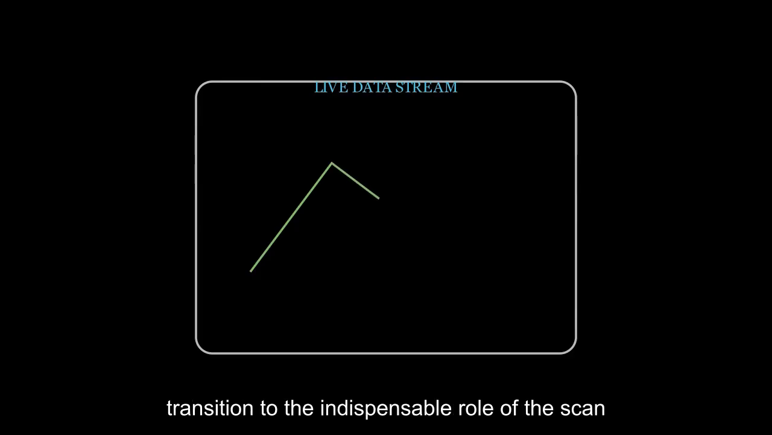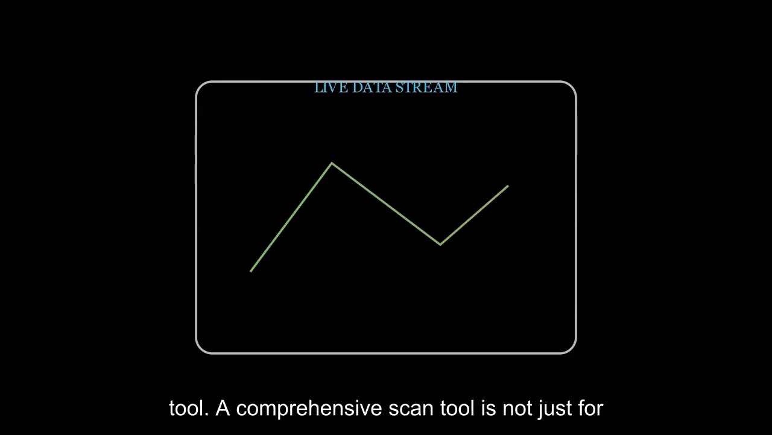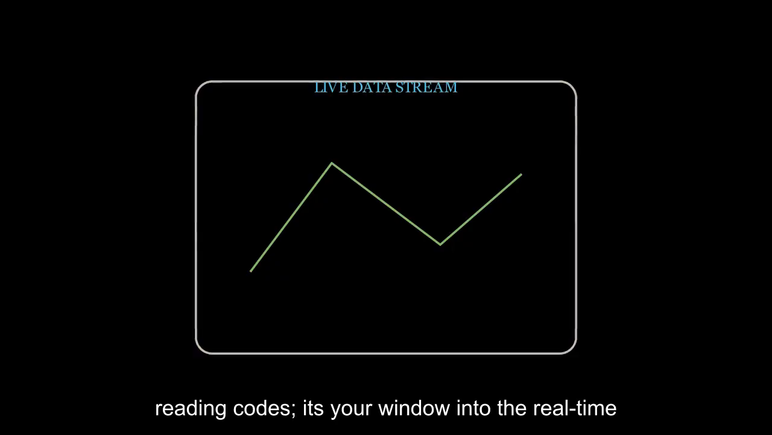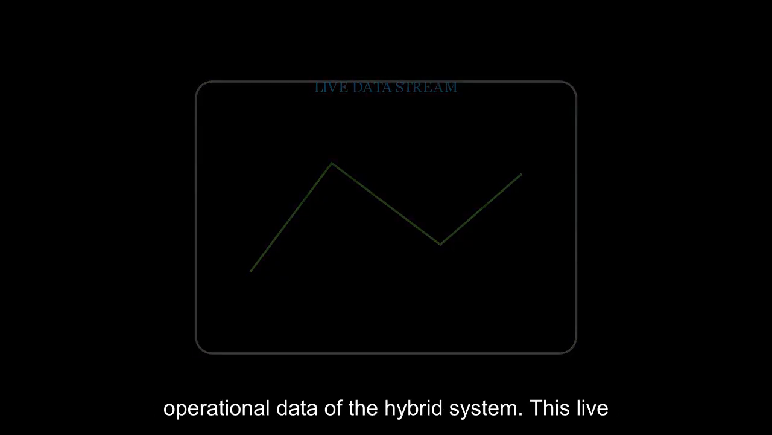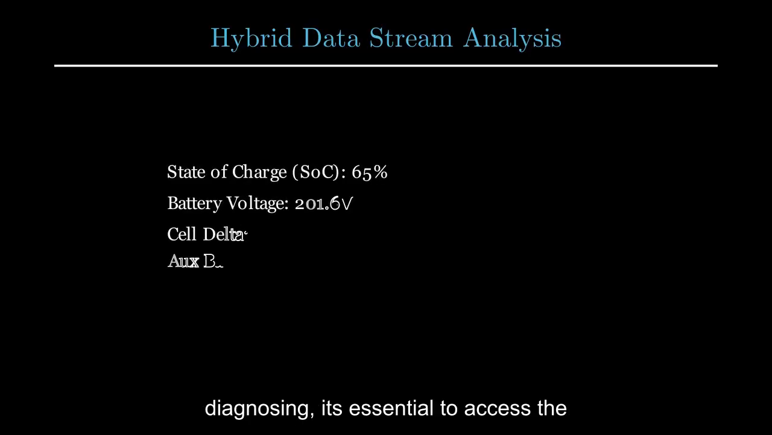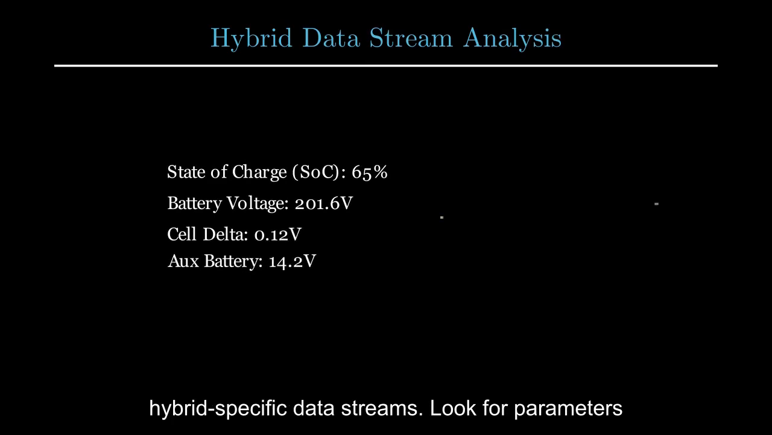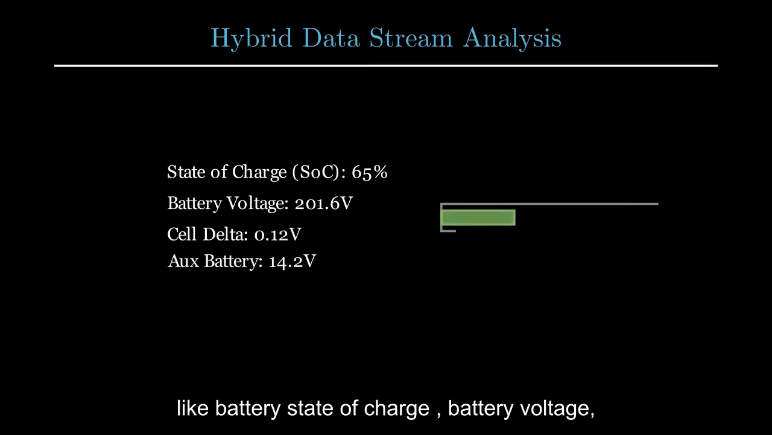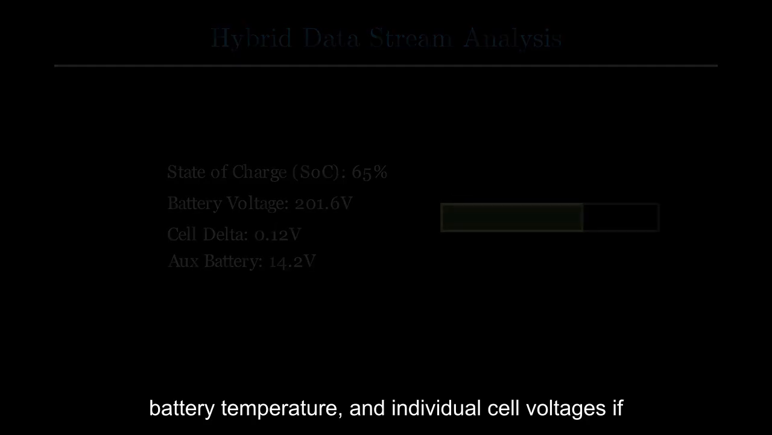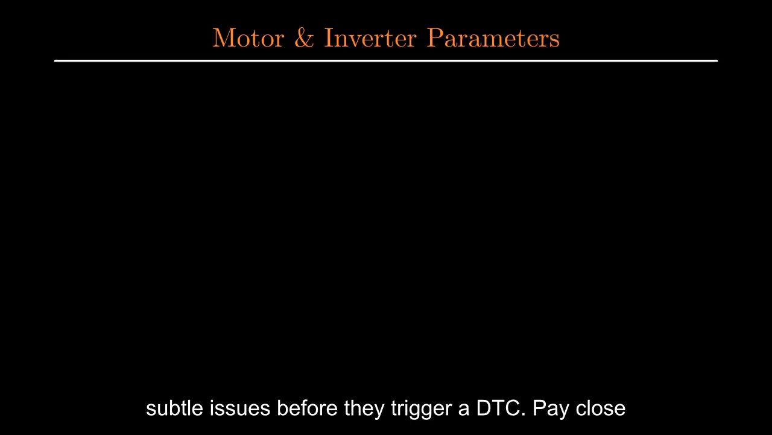Now let's transition to the indispensable role of the skin tool. A comprehensive skin tool is not just for reading codes, it's your window into the real-time operational data of the hybrid system. This live data is invaluable for understanding how components are performing under various conditions. When diagnosing, it's essential to access the hybrid-specific data streams. Look for parameters like battery state of charge, battery voltage, battery temperature, and individual cell voltages if your tool supports it. These readings can reveal subtle issues before they trigger a DTC.